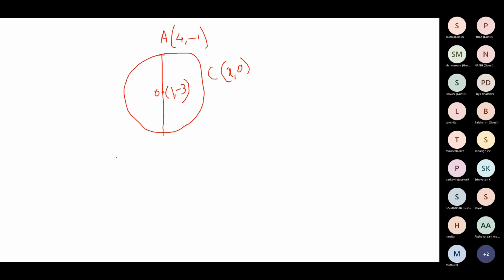So OA is equal to OC radius, which means OA square is equal to OC square. So when you're writing OA square, you don't have to write the square root. So it will be 4 minus 1 the whole square. 4 minus 1, x2 minus x1 the whole square. 4 minus 1 the whole square, 3 square 9. I don't know if you follow. Let me.